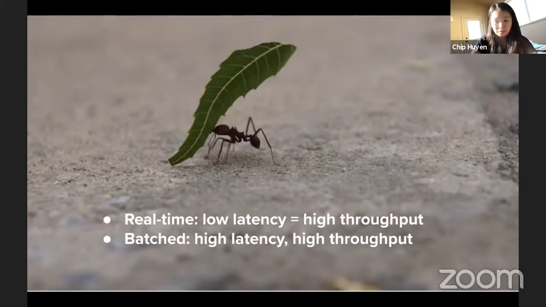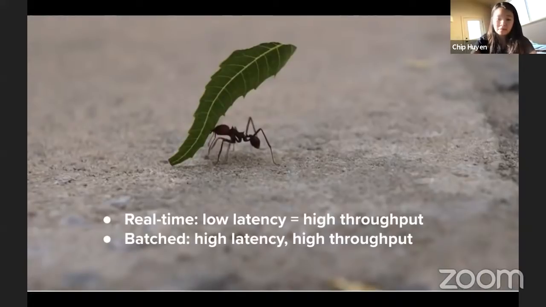It's interesting here because if the ant carries only one leaf at a time, which in computer terms is like serving a request in real time, one at a time, then if you carry the leaf faster, you can carry more leaves. So low latency is also equivalent to high throughput. But it's a bit more complicated when you serve more than one customer. So imagine the ant now carries not one leaf, but 10 leaves at a time.